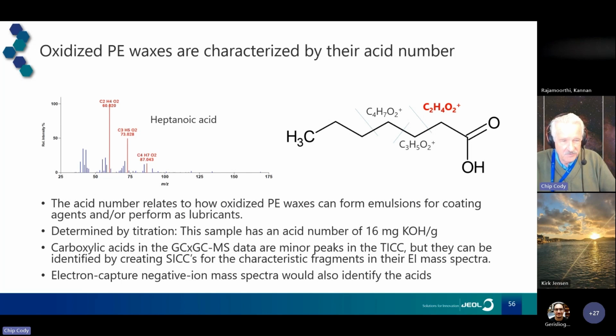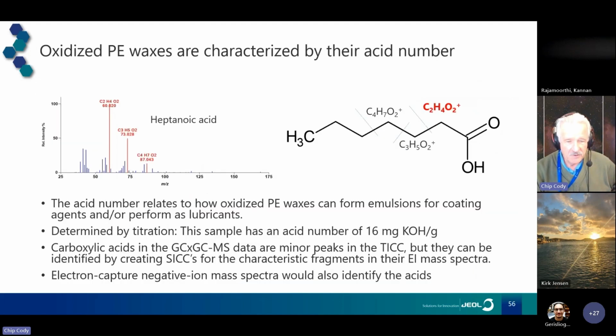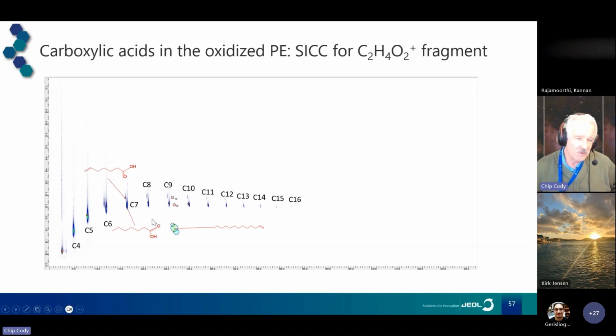So the acid peaks weren't really obvious from either chromatogram. If we had done negative CI, we probably would have seen them, but it's an easy way to just look for a chromatogram for a characteristic fragment from the organic acids. And if we do that, we can see the profile where the acid peaks are from C4 up to C16 with the largest distribution for the lower molecular weight acids.